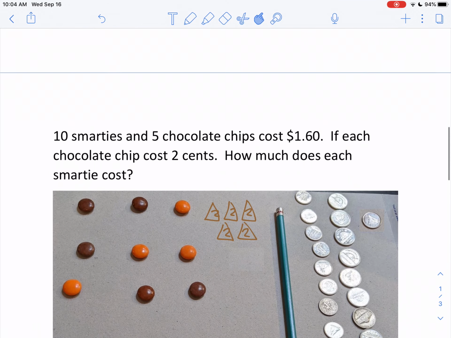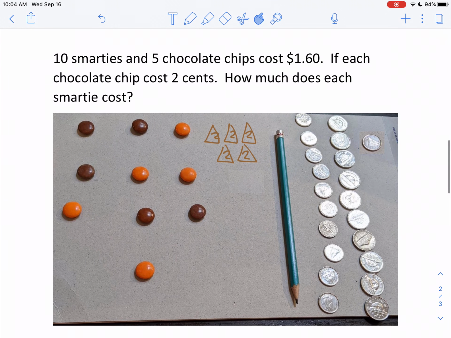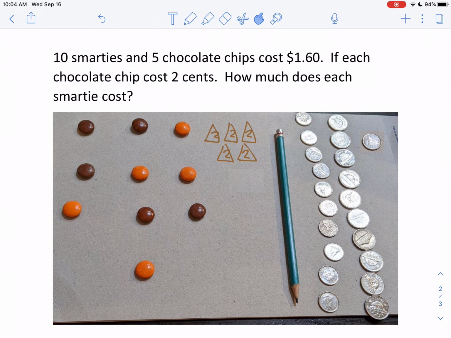If you now have 2 candies, so in this question you have 10 Smarties and 5 chocolate chips cost a total of $1.60. So that's what you see in the original picture. Each chocolate chip costs 2 cents. So I have labeled my chocolate chips each with a 2 because they're each 2 cents. How much does each Smartie cost?